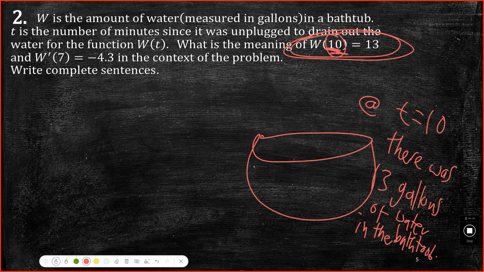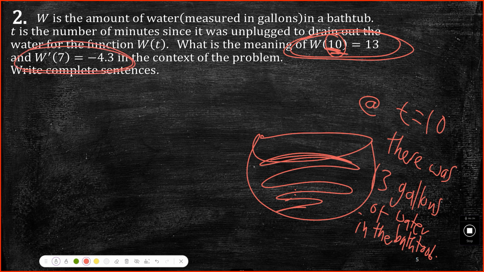Okay, so at T equal to 10, there was 13 gallons in there. This is saying that, because it's talking about T as the number of minutes since it was unplugged, at T equal to 10 minutes after it was unplugged, there was 13 gallons of water in the bathtub.